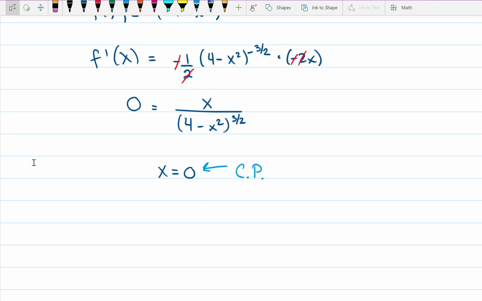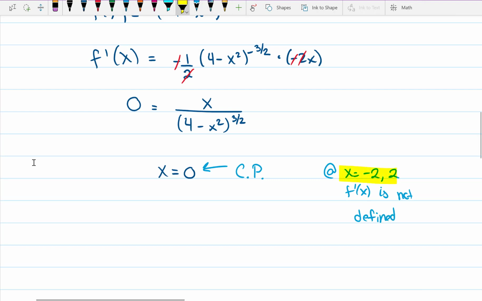Let's keep in mind that at x equals -2 and 2, f prime of x is not defined. However, let's also keep in mind that these values are not in the domain. So, we don't really have to worry about them.